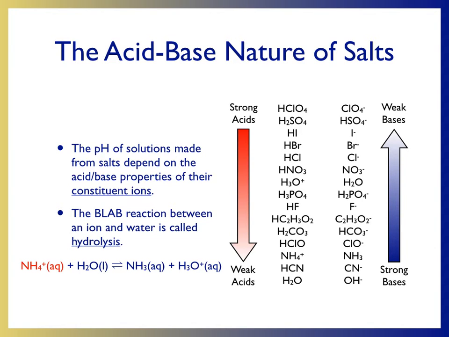For example, the ammonium ion is considered to be a weak acid. When it reacts with water, it will transfer a proton to the water to form the hydronium ion, H3O+. It will also form the conjugate base of ammonium, which is the ammonia molecule. This reaction is a good example of a hydrolysis reaction. We will need to know how to write these types of reactions, especially when we perform calculations that involve titrations.